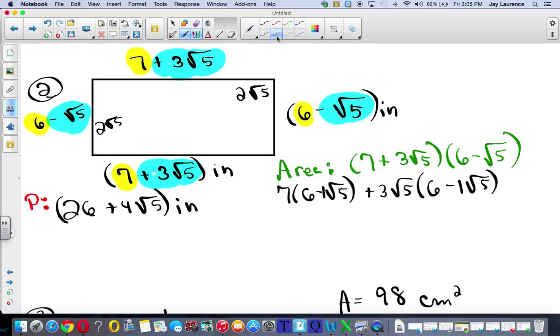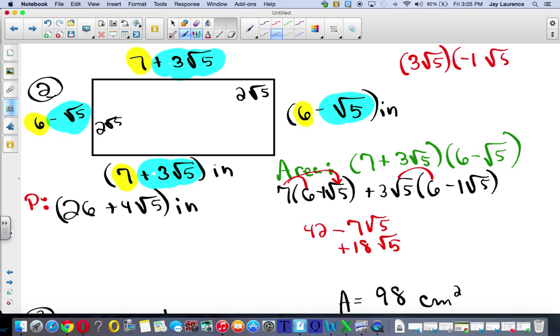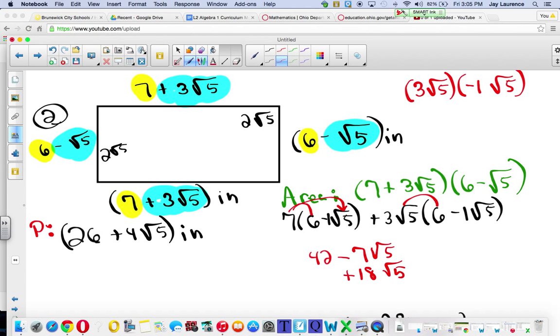Okay. So now I'm going to multiply 7 times 6, get 42. 7 times negative 1 rad 5, negative 7 rad 5. Going to distribute here. 3 rad 5 times 6 is going to be 18 rad 5. I'll write it vertically this time because some of you would rather do that. And then I'm going to do 3 rad 5. Oops, that's one of those that some of you have trouble with, so I'm going to rewrite it. 3 rad 5 as a quantity times a quantity of negative 1 rad 5. And then I'll multiply from there.